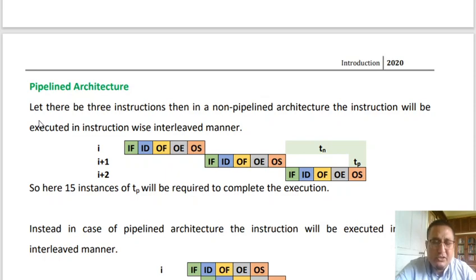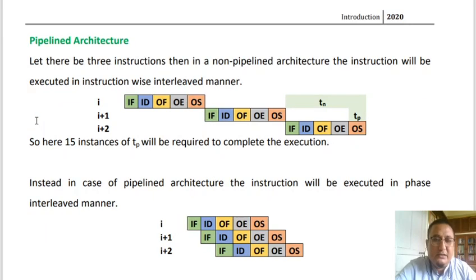So these three instructions are to be executed in a pipelined architecture as well as a non-pipelined architecture. So let us consider first the instructions are executed in a non-pipelined architecture. In this case, the instructions are executed one after the other. Let Tn be the time required for executing an instruction and Tp be the time required for executing a phase. So for executing the set of instructions, we require 3 into Tn amount of time.